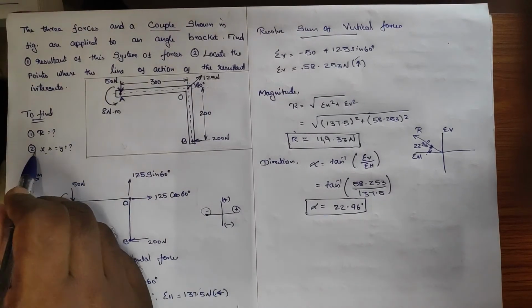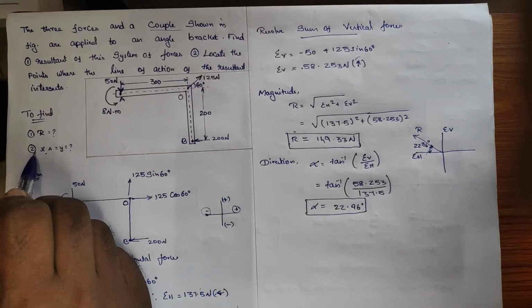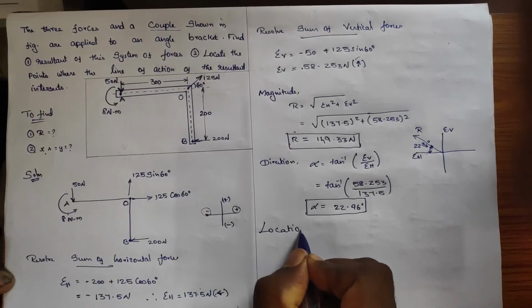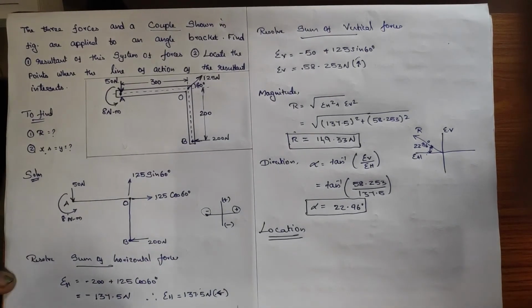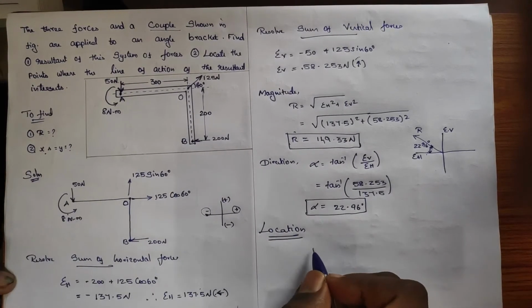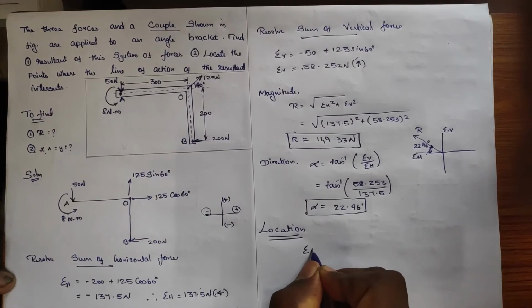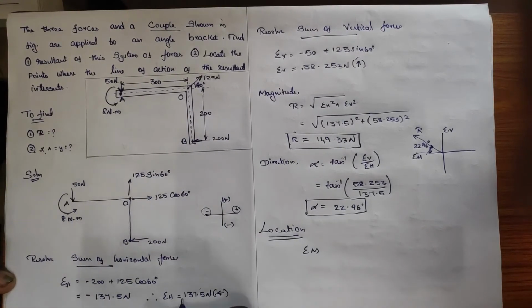Next step is identifying the location. In order to locate it, first we must know about the moment, the sum of moment. Just try to apply moment so that we can get the perpendicular distance by applying the Varignon's theorem. Okay, so first apply sum of moment.